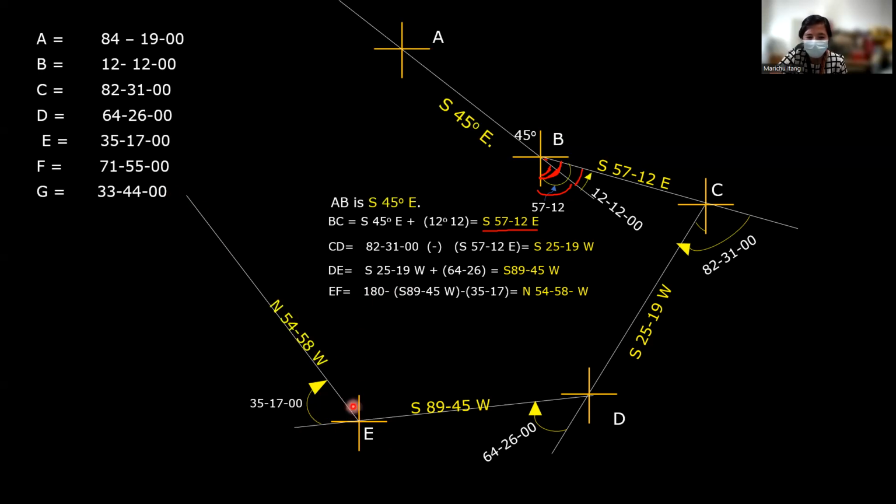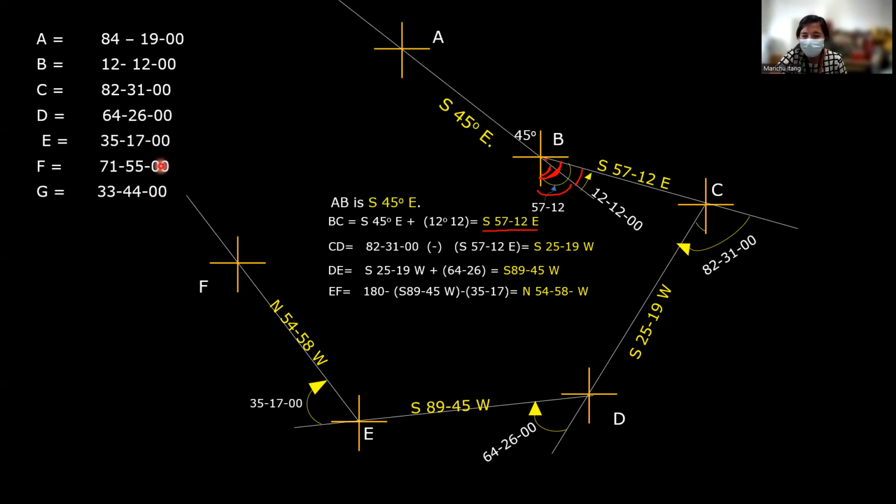Okay, that is 54. So again, if this is 54, 58, therefore, this is the back bearing, which is equal to 54, 58. So if this is 54, 58, also the opposite angle here is equivalent to 54, 58.